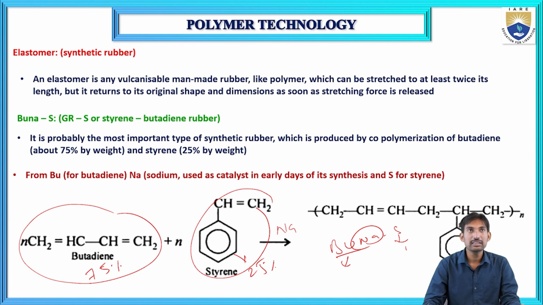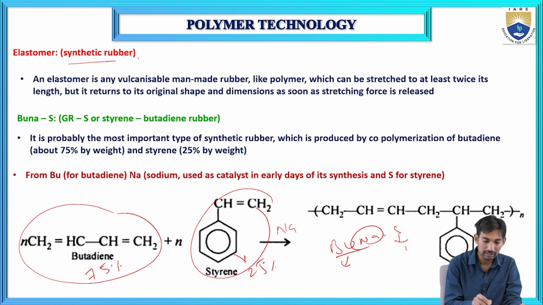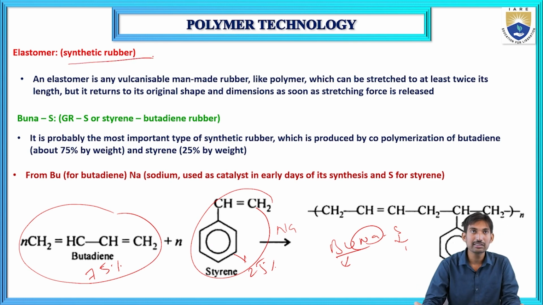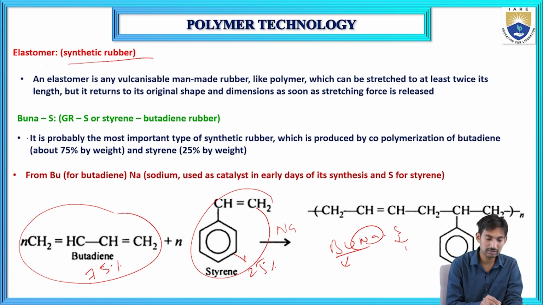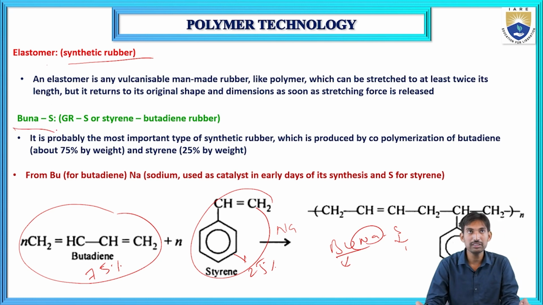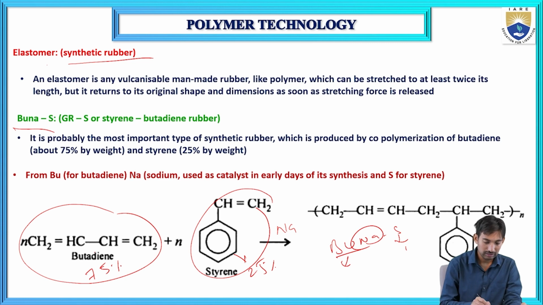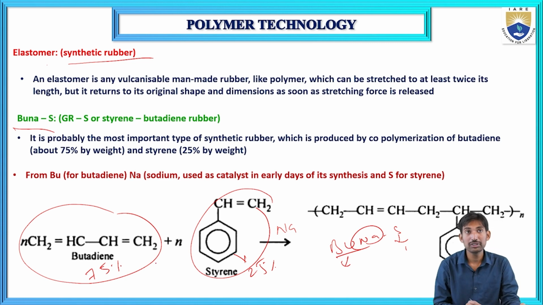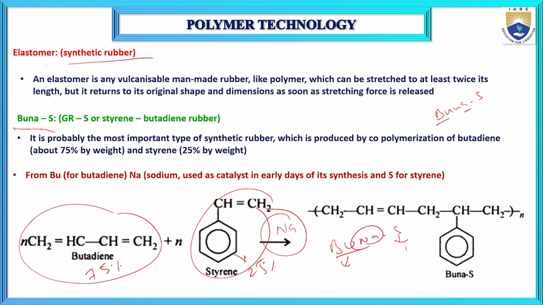What is elastomer? Elastomer is nothing but synthetic rubber. These are the examples for the elastomers. Buna S is an example for the elastomer. In Buna S, there are two monomers: one is butadiene, the other one is styrene. The catalyst is sodium. In Buna S rubber, Bu is butadiene, Na is the sodium catalyst, and S is styrene.